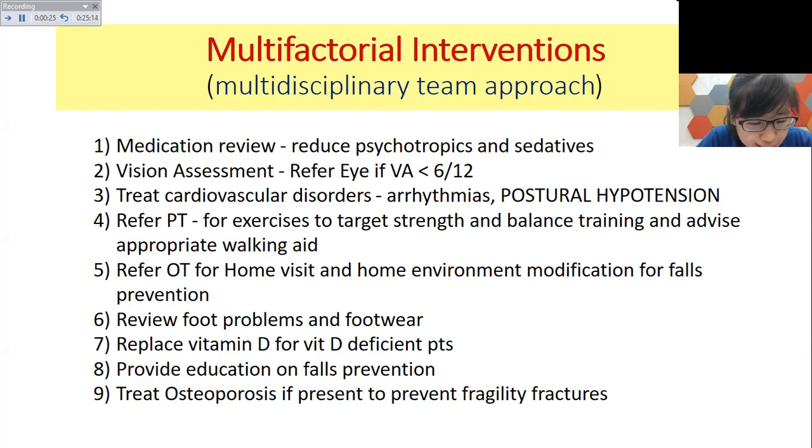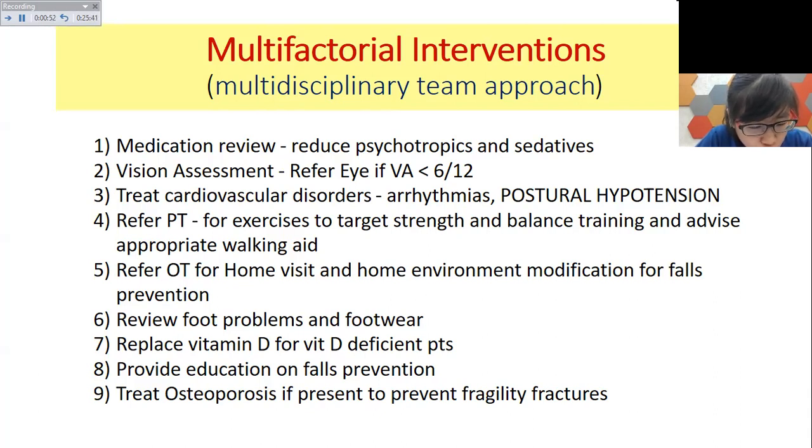if the visual acuity is less than 6 out of 12, to treat any cardiovascular disorders, to refer for physiotherapy, to actually target strength, balance training, and advise on appropriate walking aids, to refer to the occupational therapist for home visits and home environmental modifications for fall prevention, if most of the falls are occurring at home, to prevent future falls.